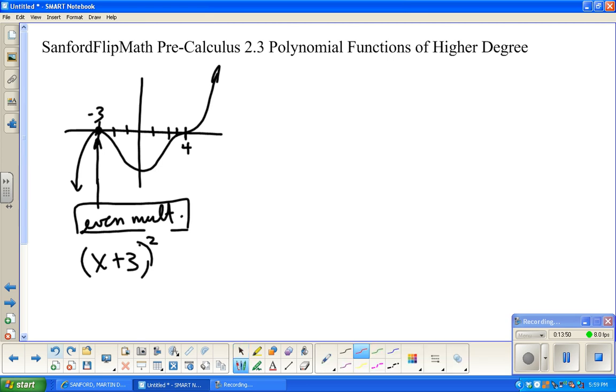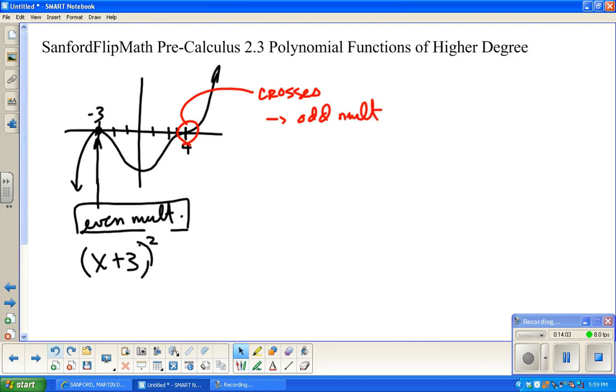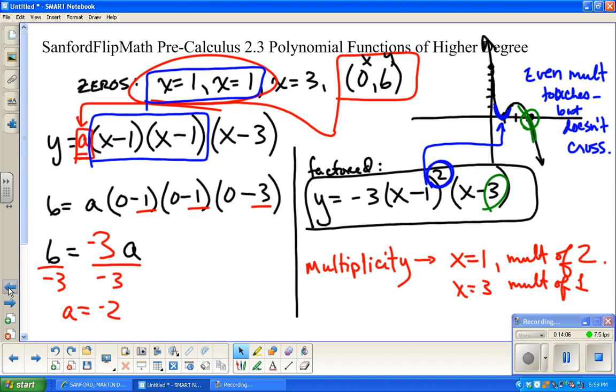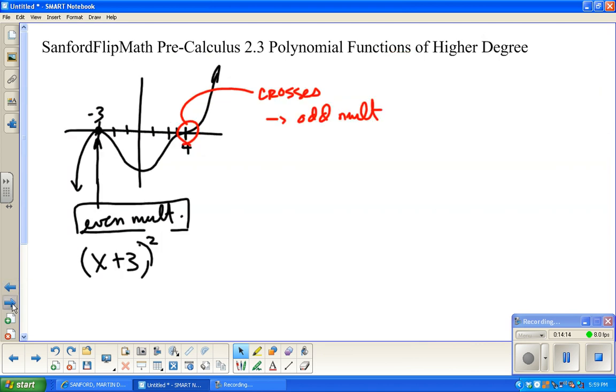Okay. Now, this one crosses. It doesn't just go in and touch, it crosses. So that means that we had to have an odd multiplicity. Now, there's a little catch here. Remember on this other one, it went straight through. That had multiplicity 1. This one has a little flat spot. It goes in and goes, woo, woo. Well, when it does that, it had to be an odd multiplicity, but it had to be greater than 1. So, for instance, it could have been 3 or 5 or 7.